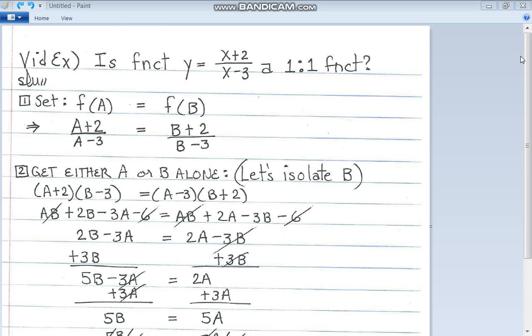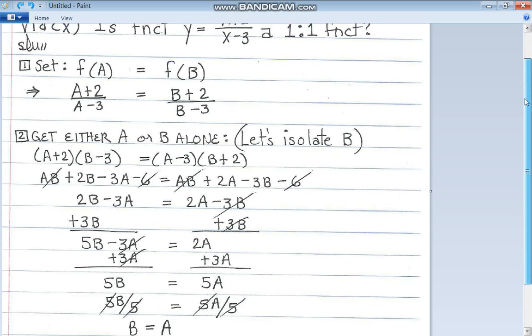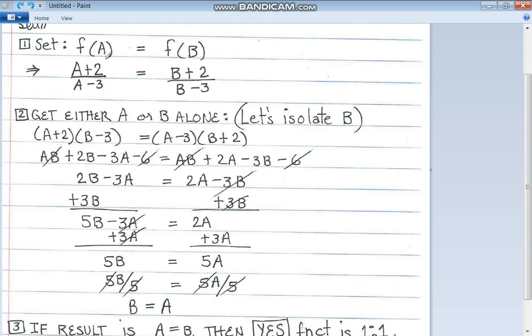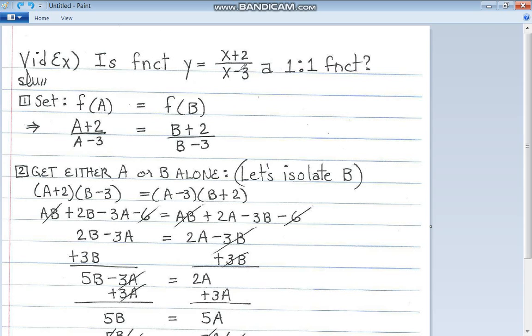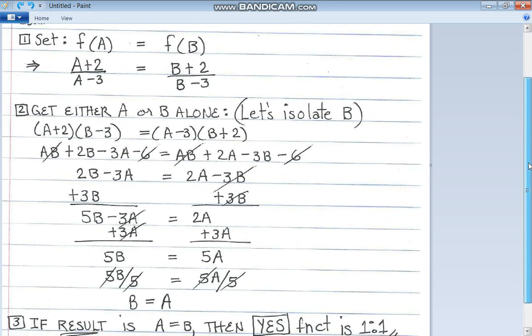Video example: is the function y equals x plus 2 over x minus 3 a one-to-one function? We're going to test it. Step 1: we're going to let f of a equal f of b. And remember what f of x was defined to be equal to, x plus 2 over x minus 3. Therefore, f of a is a plus 2 over a minus 3. Bring down the equal sign. Replace f of b with b plus 2 over b minus 3.